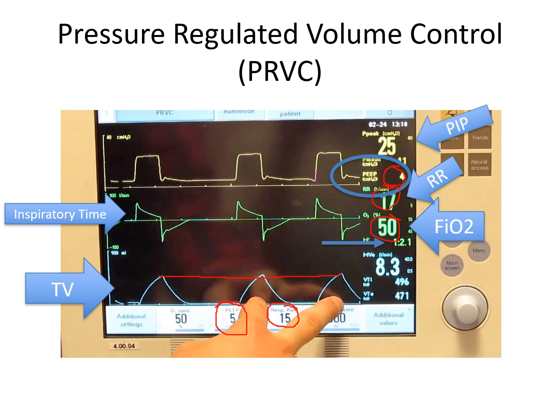And the other one you're going to see is your peak inspiratory pressure. And that is the limit of what the peak inspiratory pressure is being delivered. And that's this pressure right here that you're seeing.